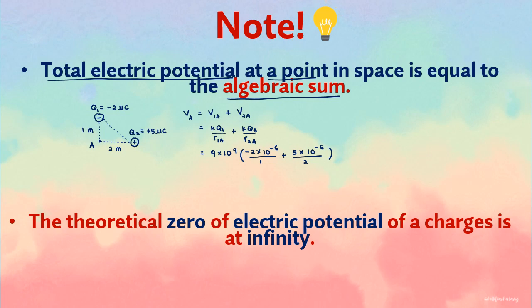Next one, the theoretical zero of electric potential of a charge is at infinity. If you see the equation V equal to KQ over R, at infinity, R is infinity, so V becomes KQ over infinity. Any value over infinity will equal 0. So theoretically, electric potential will be 0 at infinity.